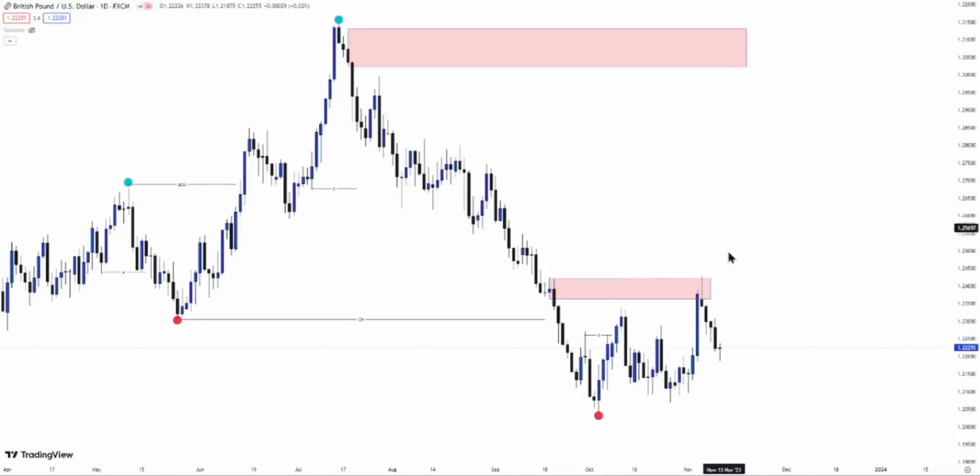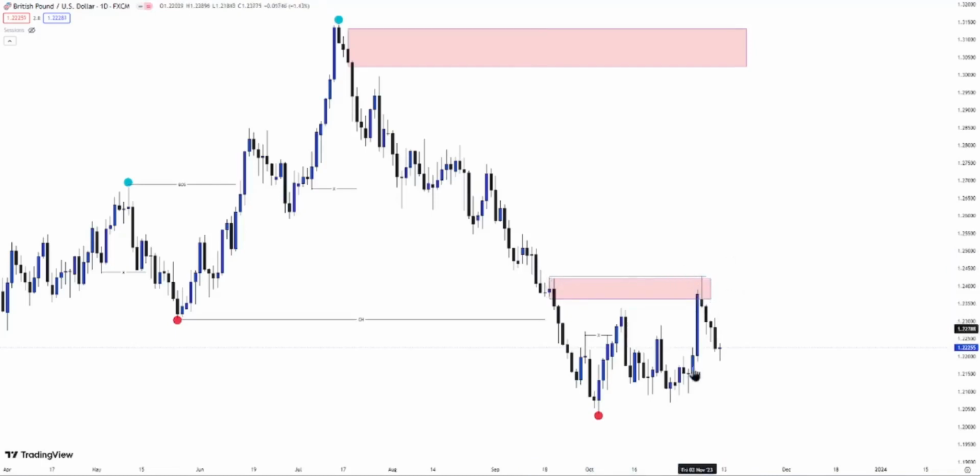Now remember, I told you this is low probability. Why? It is because there is another OB that is unmitigated here, which is your extreme OB. And the extreme OB is always your high probability OB. And now price is beginning to come back down. Now take a look at this. If price is coming back down, now remember that something happened here. This high here was swept by the high of this week. It was swept, if you look at it carefully.